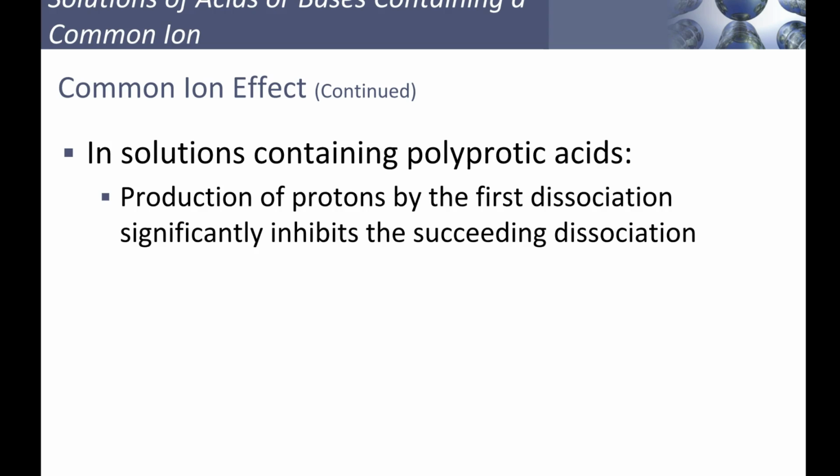Okay? So production of protons by first dissociation inhibits the succeeding dissociations. What did we talk about when we talked about polyprotic acids and their rate of dissociation? The first one is always a lot stronger than the second one. The second one is stronger than the third one. Right? And look at what it says here. It says in polyprotic acid, production of protons by the first dissociation decreases the second dissociation. The first is stronger than the second? The first is stronger, and also by having those ions, it's not allowing the second dissociation to happen. Okay, and we're going to see why.